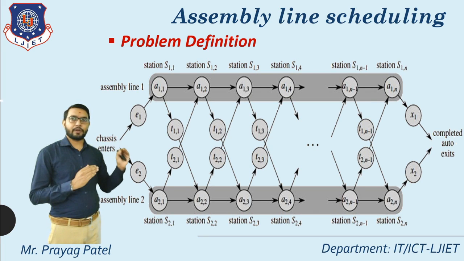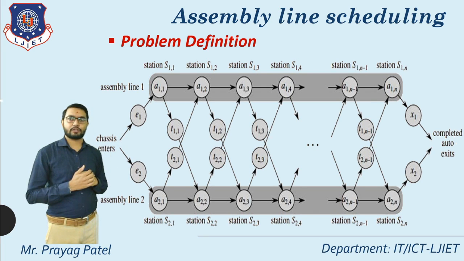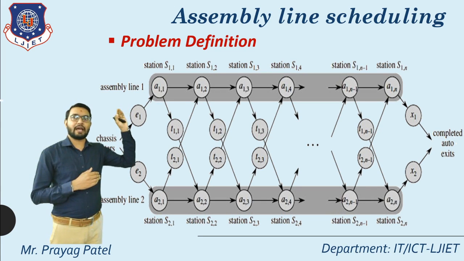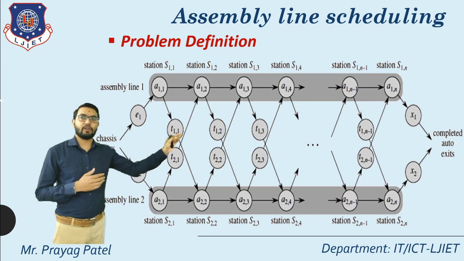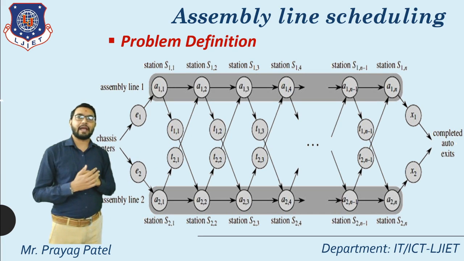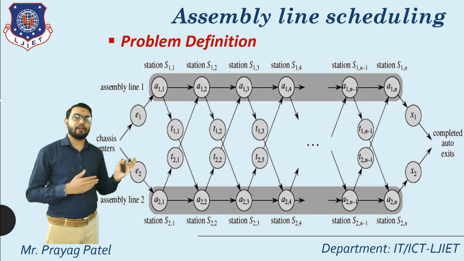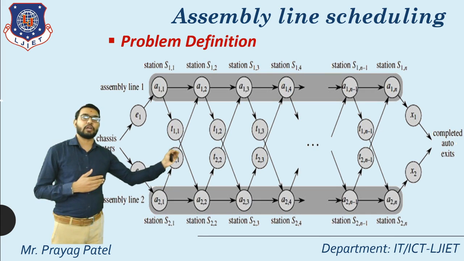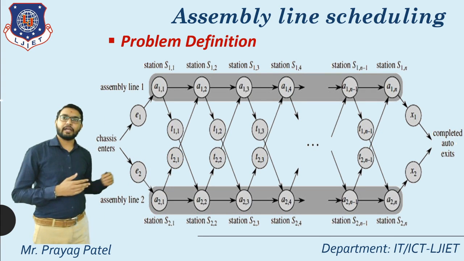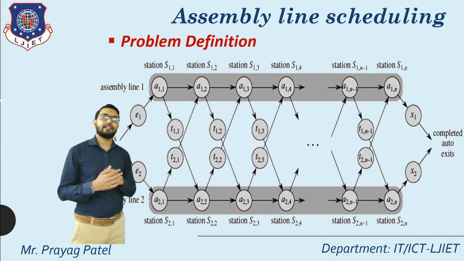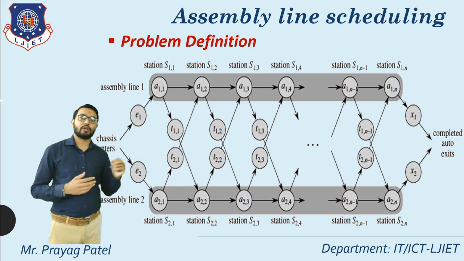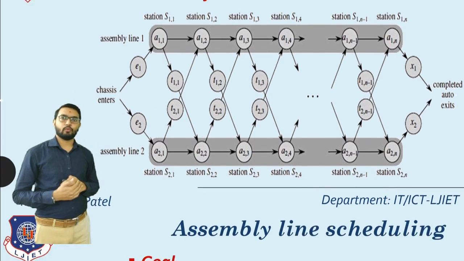If you perform the operation on the same line, there is no extra cost, so there is no Tij. If you perform the operation in line 1 and then move to line 2, the transfer cost is T11, T12, T13 up to T1n-1. For line 2 to line 1, the transfer cost is T21, T22, T23 up to T2n-1. E1 and E2 are the entry costs for line 1 and 2, and lastly X1 and X2 are the exit costs for line 1 and 2.